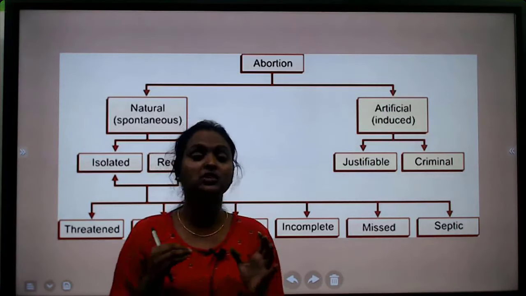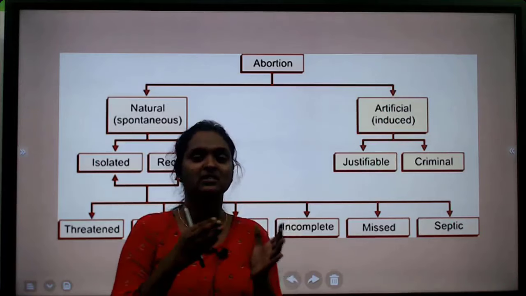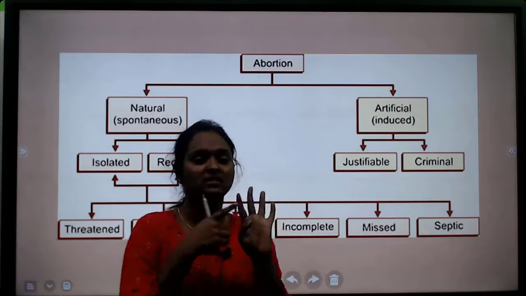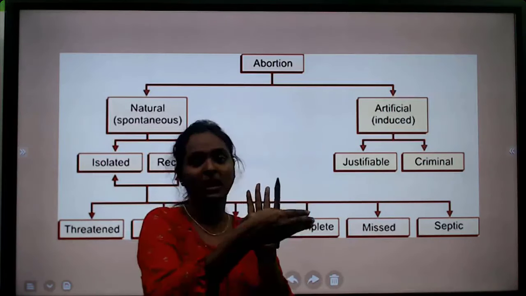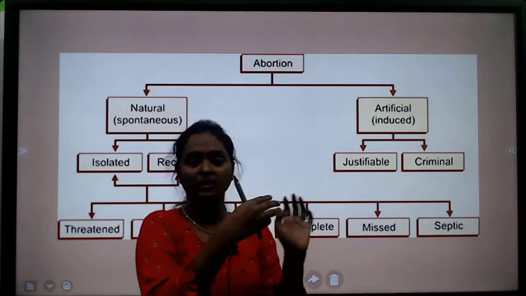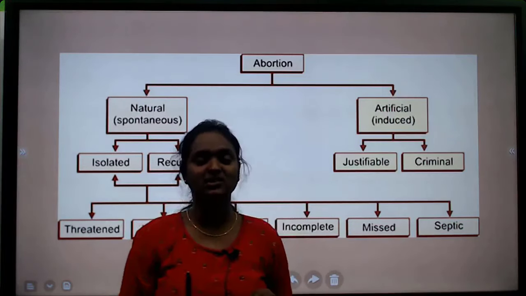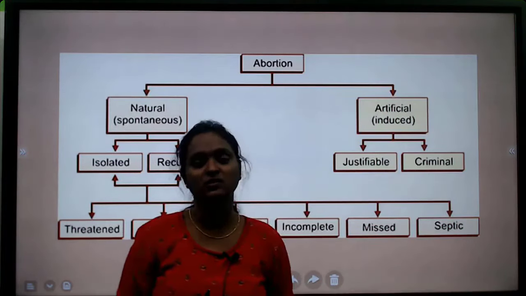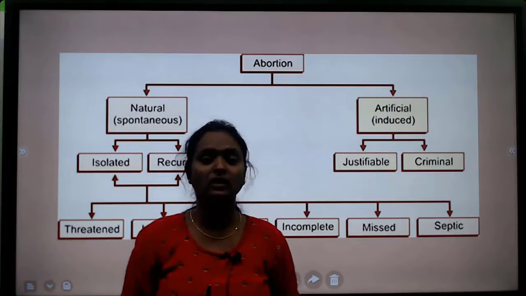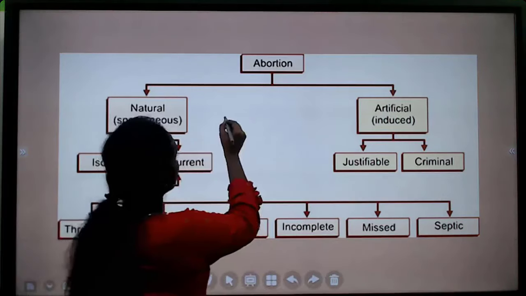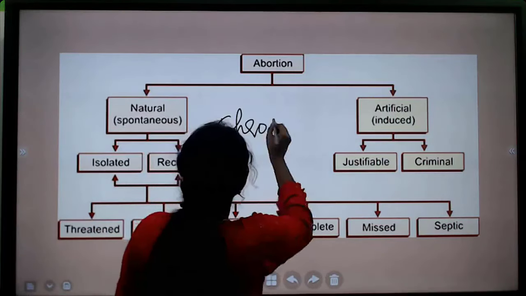In which period? There are three trimesters: first 3 months, second 3 months and last 3 months. So the pregnancy is divided into trimesters, right? During the first trimester, abortions most commonly take place. Clear? So what are the causes here? First one is chromosomal problems.